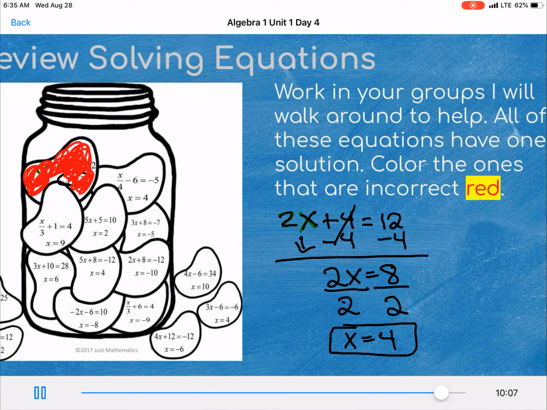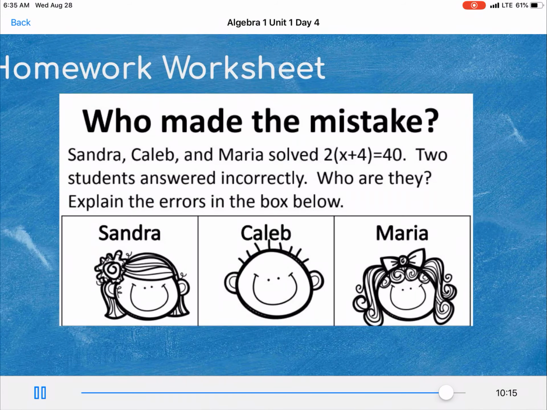You have to finish this paper and you have to turn it in as daily grade. Please remember to put your name on it and your class. Then the last one is your homework. You have to find who made the mistake. I think this one is a really fun activity, and you may have time to finish in class. If you get to finish before it's time to go, just please put your name and your class on it and turn it in.